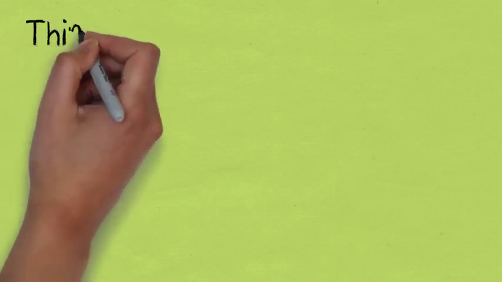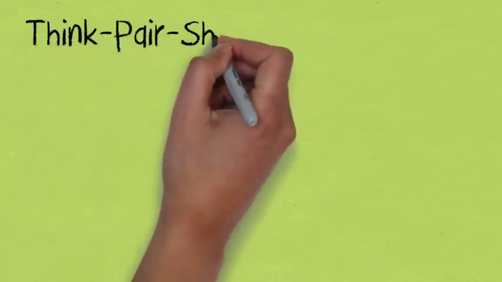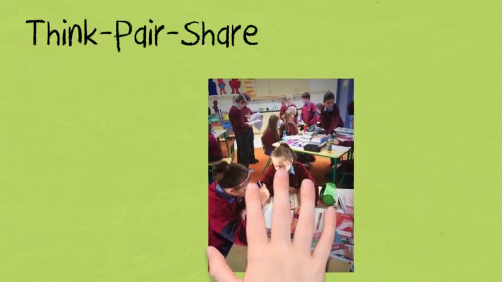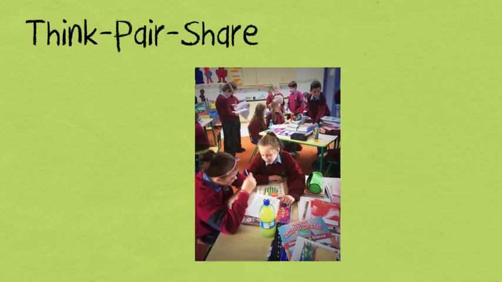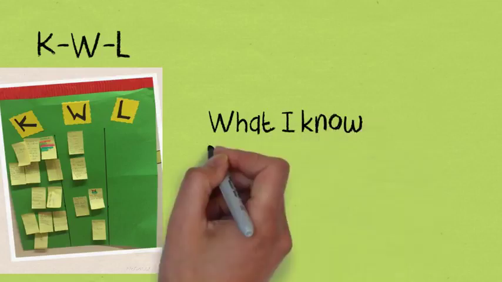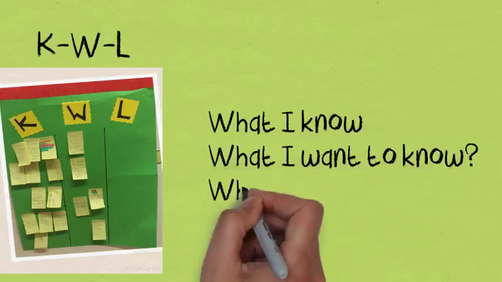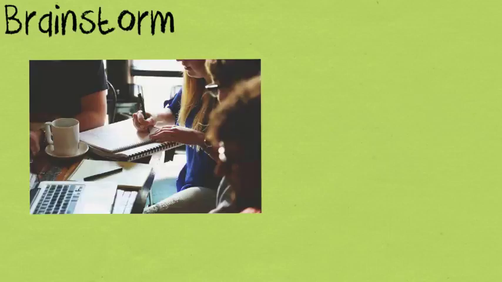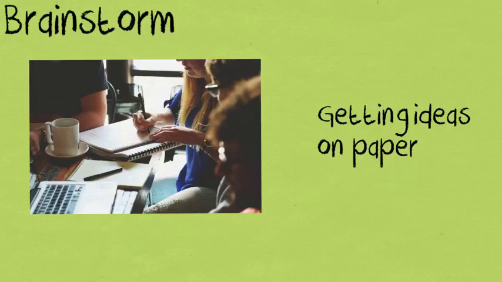Think pair share. Children think individually, talk through their thoughts with a partner, and finally share these with the class. KWL charts. Here we look at what is known, what the students want to know, and after the lesson returning to see what was learned. Clouds of wonder look at any questions students might have, while brainstorms are a great way to get all ideas, prior knowledge or thoughts about a topic on paper.